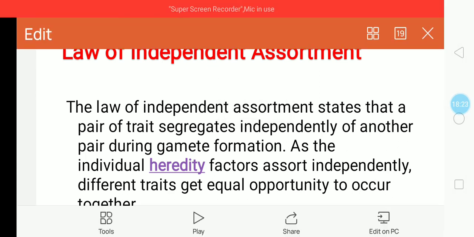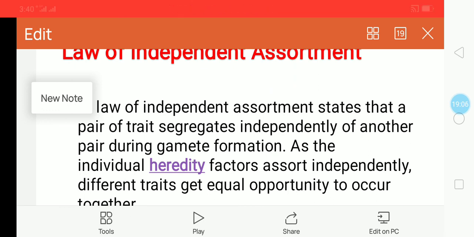The law of independent assortment states that a pair of traits segregates independently of another pair during gamete formation, as the individual heredity factors assort independently. Different traits get equal opportunity to occur together. Means the opportunity of mixing of genes, possible combination, is independent. The traits also get segregated, separated.